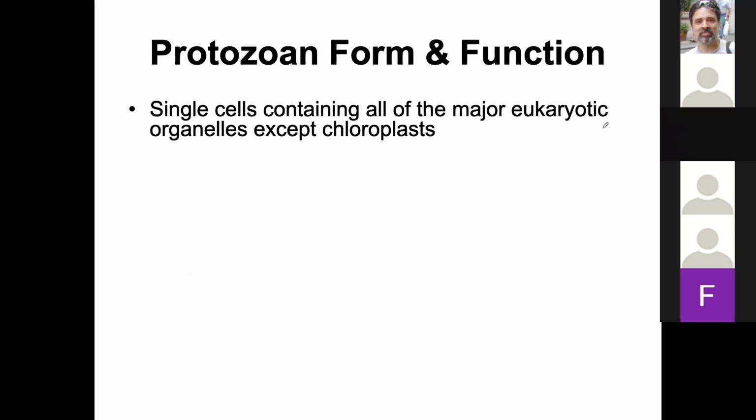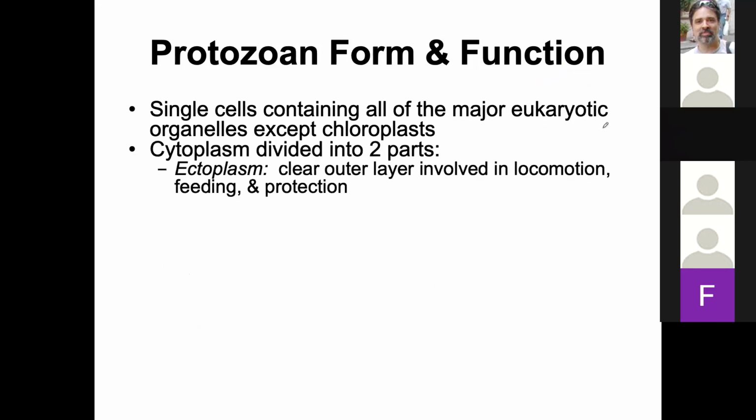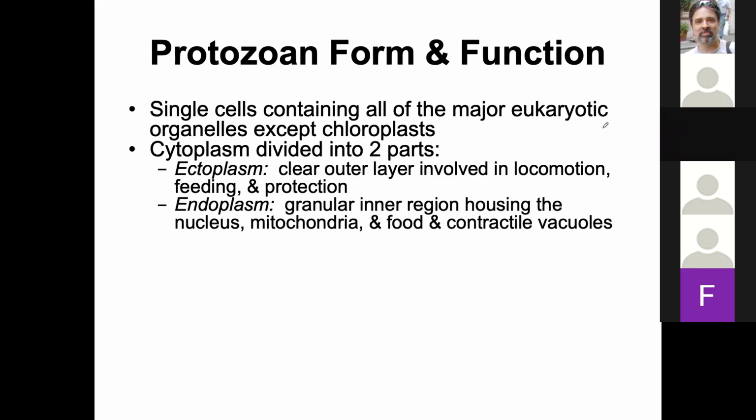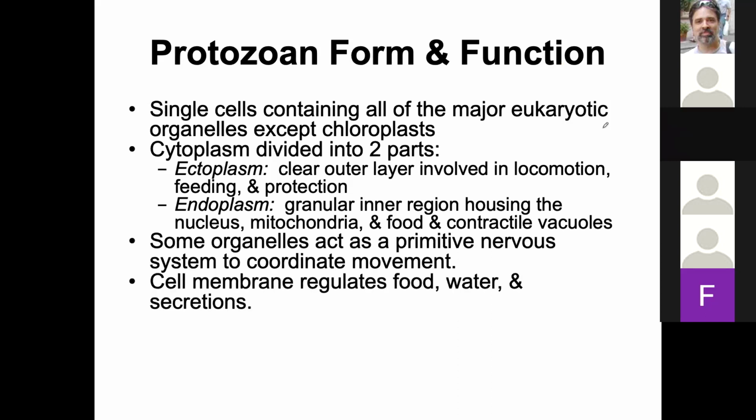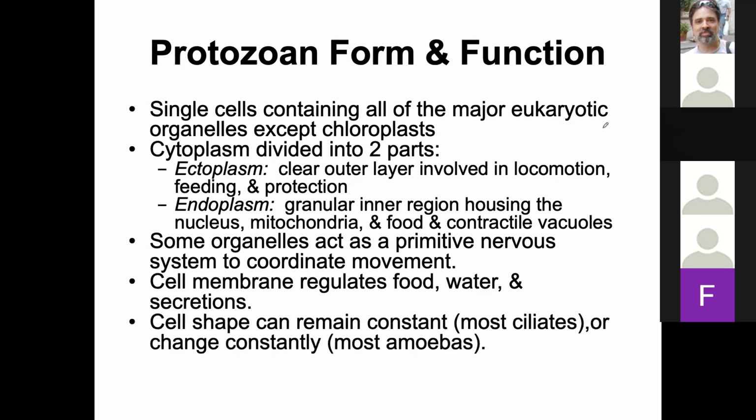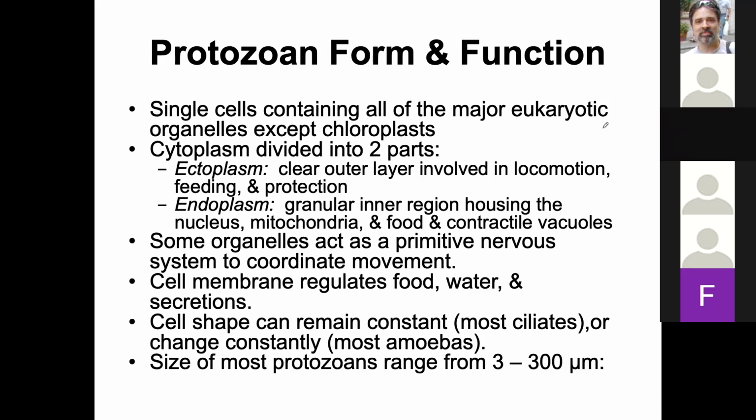Single cell protozoans have all the eukaryotic organelles with the exception of chloroplasts. The cytoplasm has an ectoplasm, which is an outer layer that helps the cell move, and an endoplasm where all of the normal cellular functions go on. Some organelles are even going to have a primitive nervous system to coordinate their movement. And the cell membrane, of course, as it always does, regulates the movement of material into and out of the organism, right? The cell shape can remain constant or it can change, right?